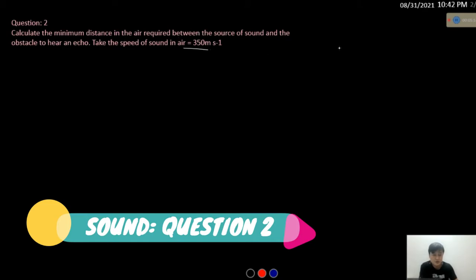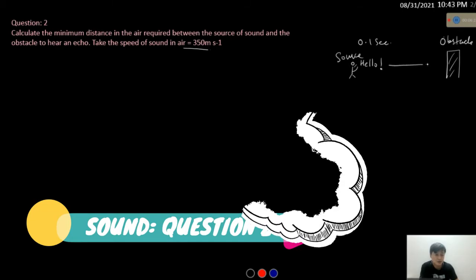Okay, so we know in the air velocity of the sound, that means the minimum time required to hear an echo is 0.1 second. Okay, if the source is here, also we'll say hello, the source. So the source produces the sound, and this is the reflecting surface. This is your obstacle.